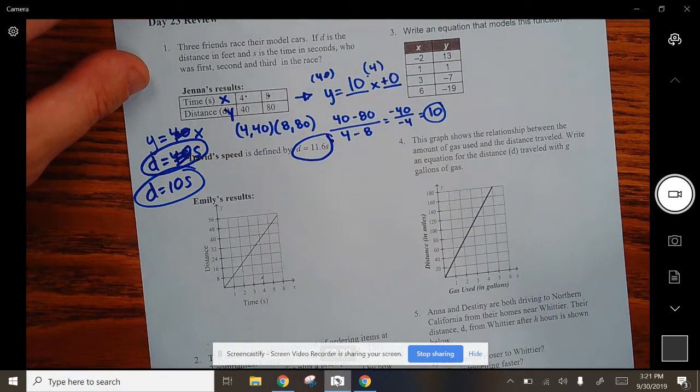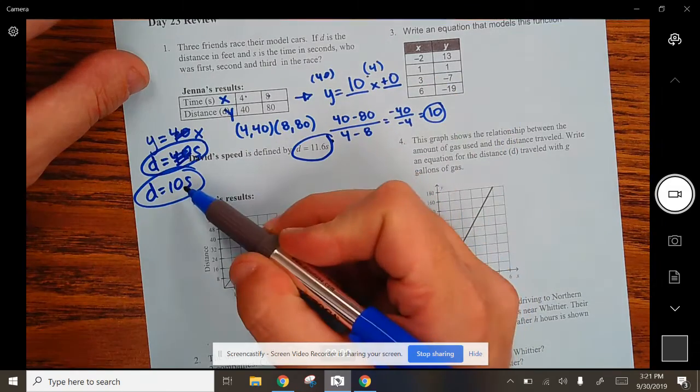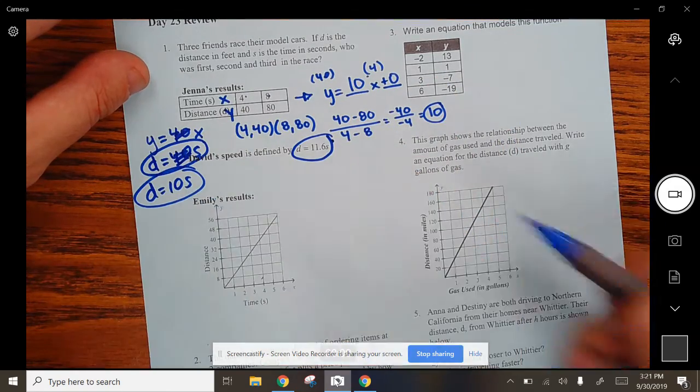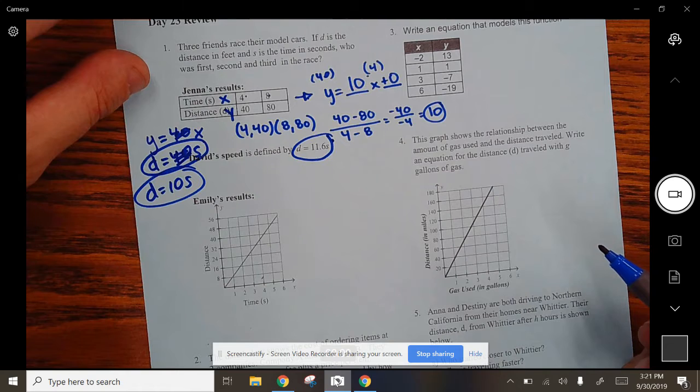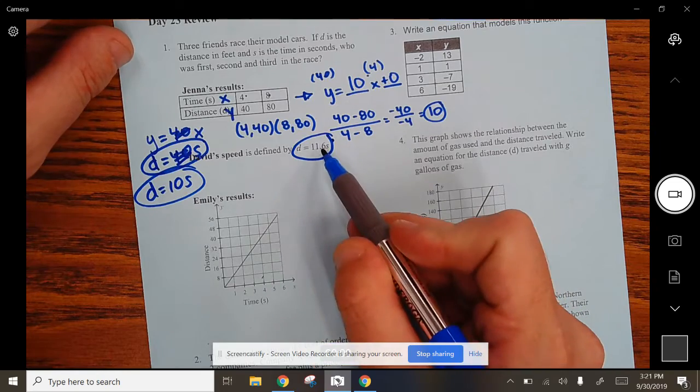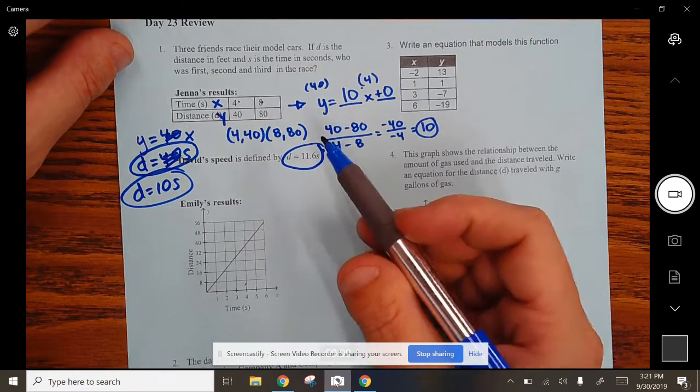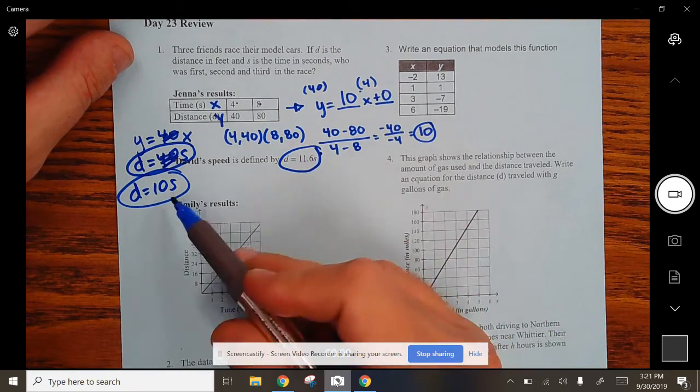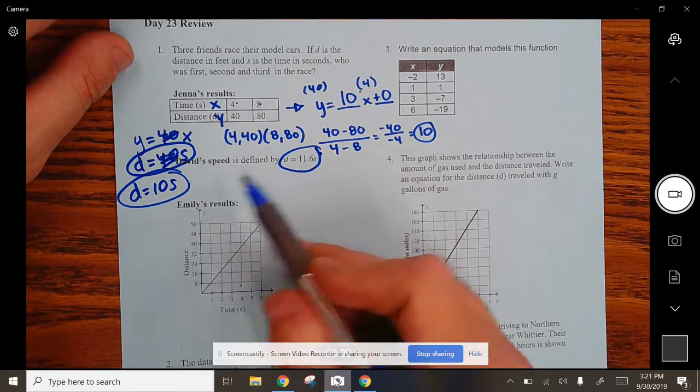And then David's time. So Jenna's time is 10 per second, whatever it is distance-wise. It doesn't tell us. Oh, it's in feet, so 10 feet per second. It's pretty fast. And then David's is 11.6 feet per second. So it's a little faster. If you see these slopes, this one's faster.